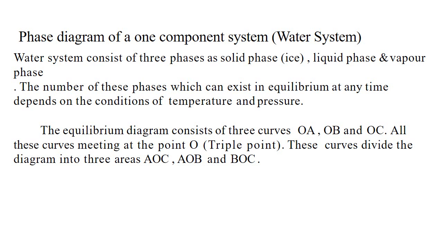That central point is called the triple point. So all the three curves emerge from this central point. These curves divide the diagram into three areas: one is AOC, the other one is AOB, and the third one is BOC. These three areas represent the different phases of a one component system.